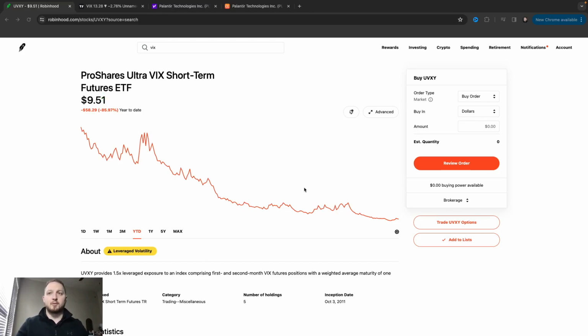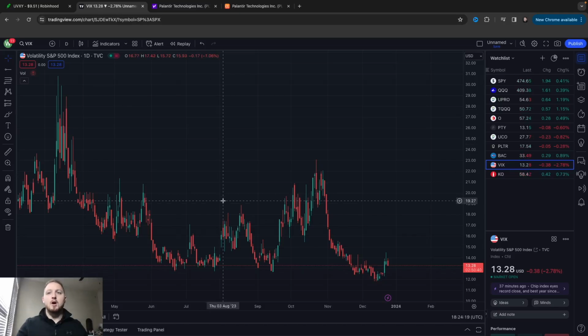So you guys see I have it up on Robinhood. You guys know I love to show you stuff on Robinhood because most people are using Robinhood and their commissions are cheap. But I'm going to go over here to TradingView. It's just an easy access. You guys know I use TD Ameritrade a lot, if you're not new to the channel. If you are new, welcome. Love to have you here.